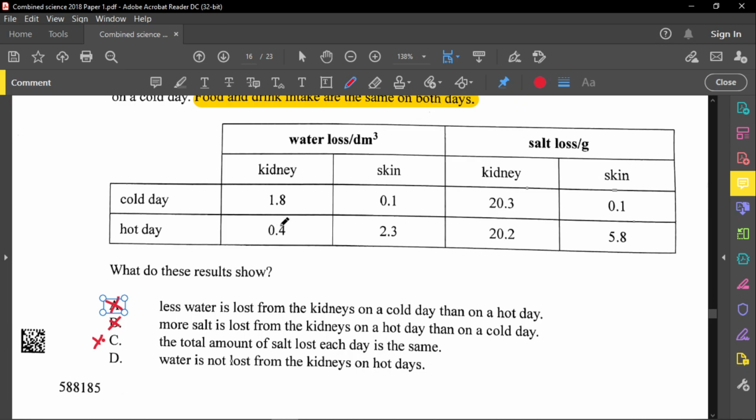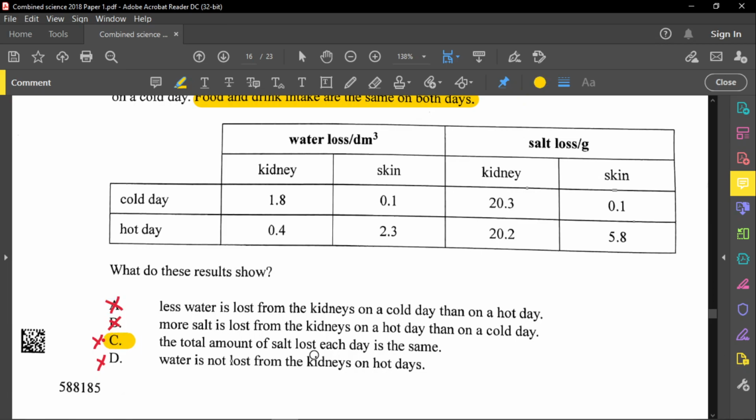However, there's one thing in the statement, because these are not actually correct answers here. Based on the statement, it said the same food intake, and the same things were happening on the same day. So by this information, if you do the same intake of water and the same intake of food, then you lose the same amount of salt on each day because everything is constant.